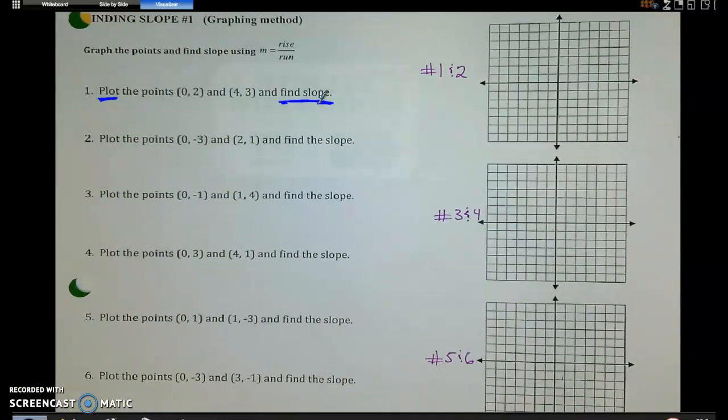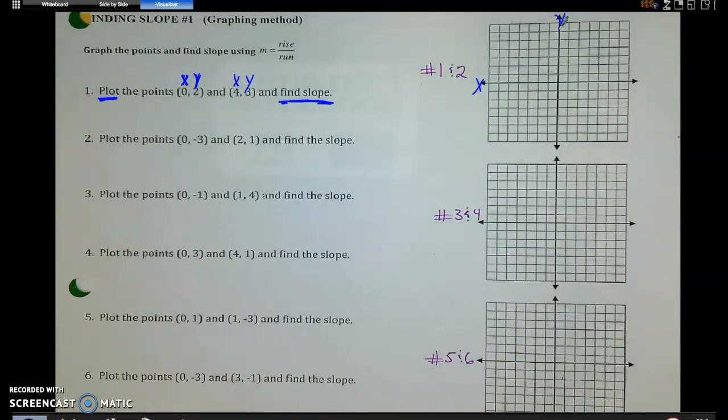Number one, plotting the points. When we're plotting our points, remember that our coordinates are always in order. The first is the x, second is the y. It's always x, then y. And when we're looking at our coordinate plane, the horizontal line is the x, the vertical line is the y.